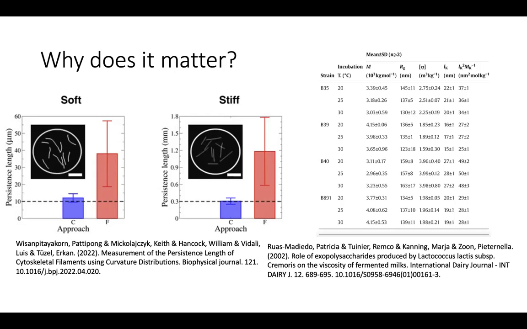And on the right, this article dealt with exopolysaccharides produced by some bacterial strains, and they compared them on the viscosity of fermented milks. Using the Kuhn segment length of these exopolysaccharides, they viewed how stiff these polymers were and how that determined the viscosity of these fermented milks. So the Kuhn segment length definitely has some special applications in polymer uses. Thank you.